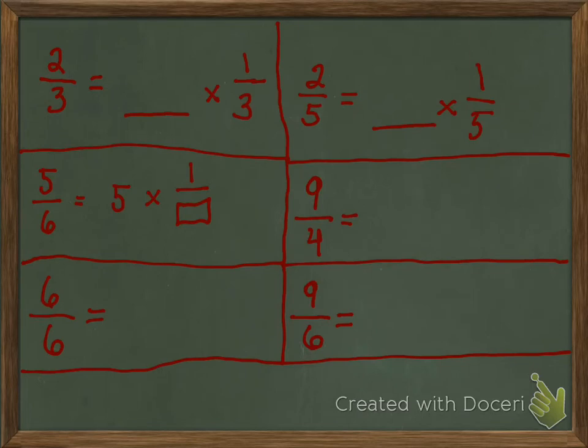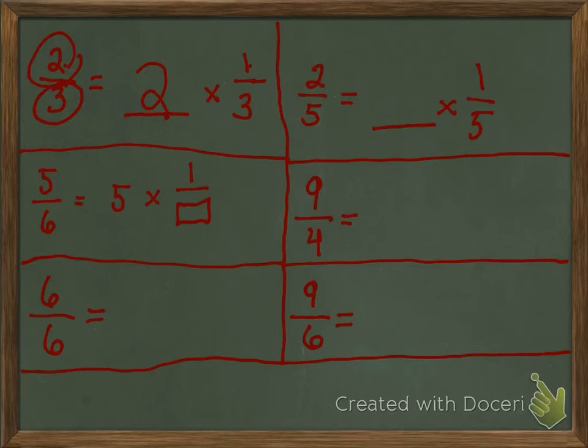So let's see some more examples. Here's a fraction of 2/3. The denominator is showing us that it's broken up into thirds, and that we're taking 2 out. Here's our unit fraction, 1/3. 1/3 times what will give us 2/3? We pull out the numerator, 2. So it becomes 2 times 1/3.